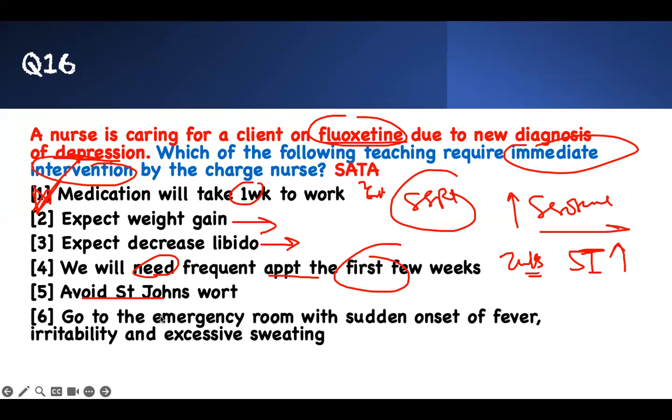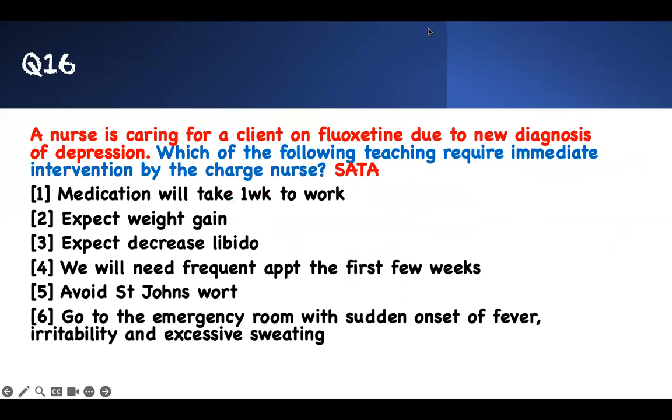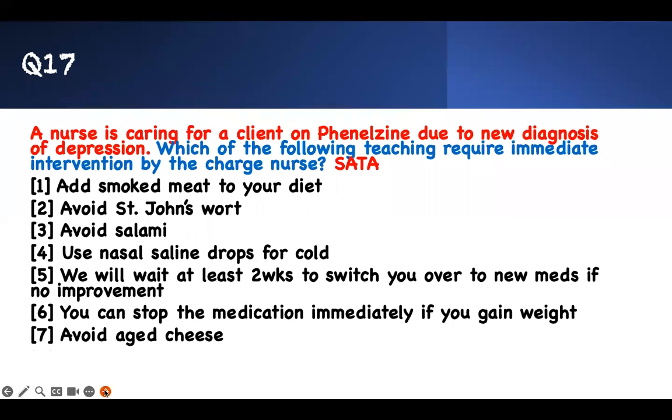What do you do? Stop the medication, hydrate them, and cool them down. Isolate, right? And give them dantrolene to help with the muscle spasm and rigidity. So this is a good teaching. This is the only one we need to intervene. Everything was on SSRI, but you have to recognize the medication.